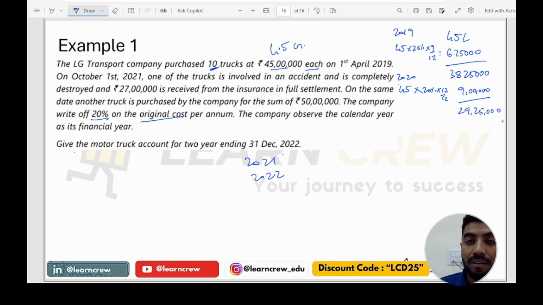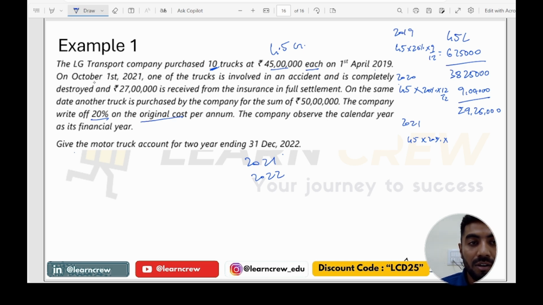Then again we need to provide depreciation. From here we have to start the account. We can set the depreciation here so that we can take it to the account easily. So next for 2021, we need to calculate depreciation. That will be 45 lakhs into 20% into, only till here.